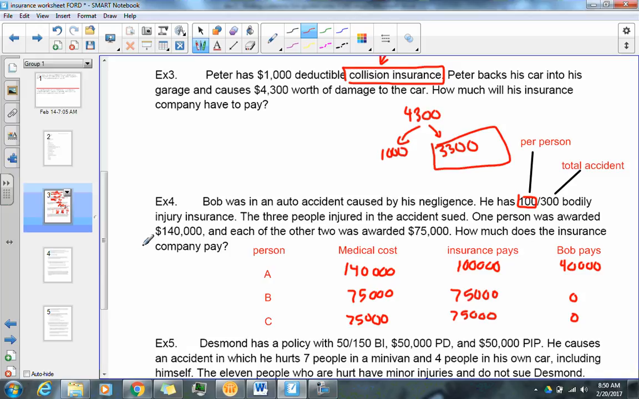So it says, how much does the insurance company pay? Well, the insurance company will pay all of this amount. So I believe that ends up being 250,000. All right.